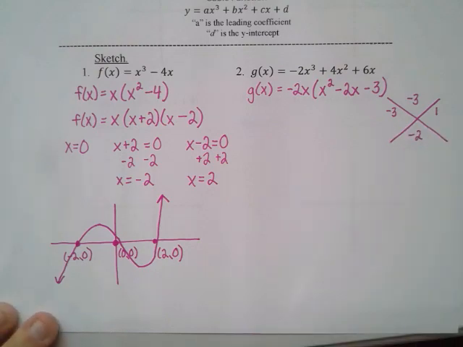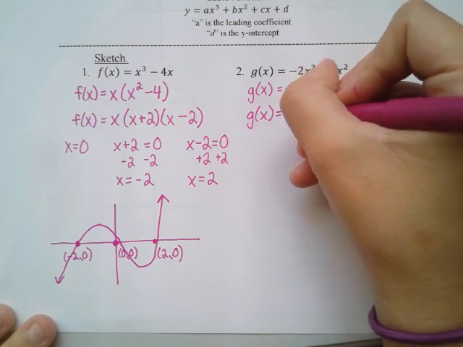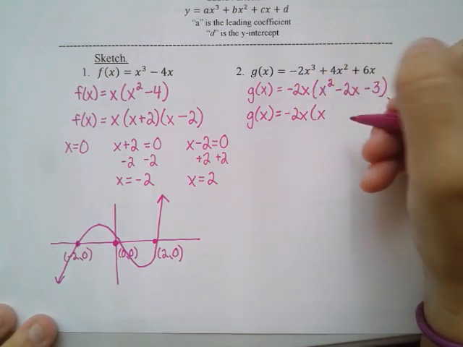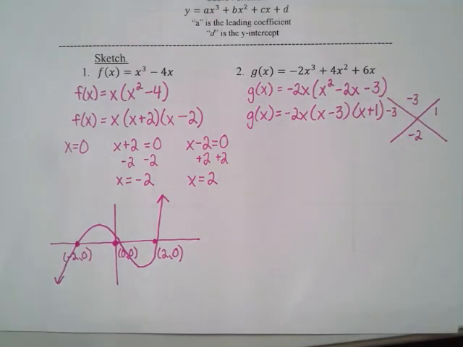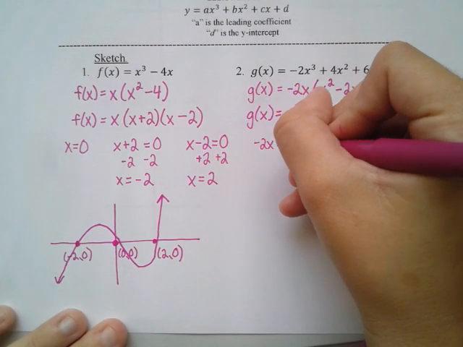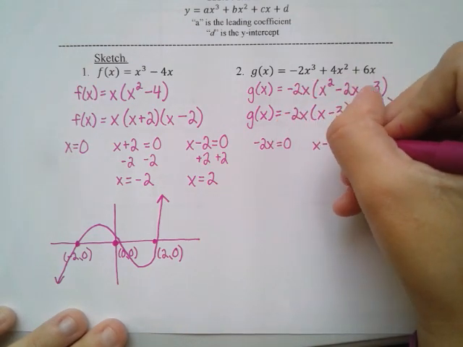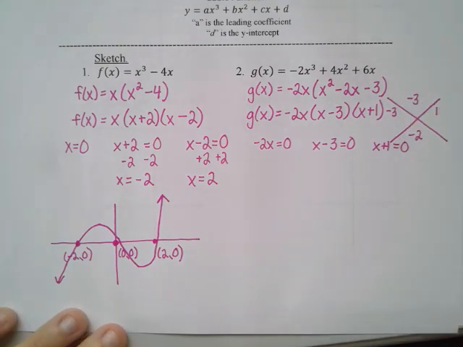Now that I have my factors, I'm going to go ahead and write out my function in its full factored form. So negative 2x, x minus 3, x plus 1. To finish and be able to sketch my cubic function, the first thing I need to do is solve for my roots or my x-intercepts. So negative 2x equals 0, x minus 3 equals 0, and x plus 1 equals 0.